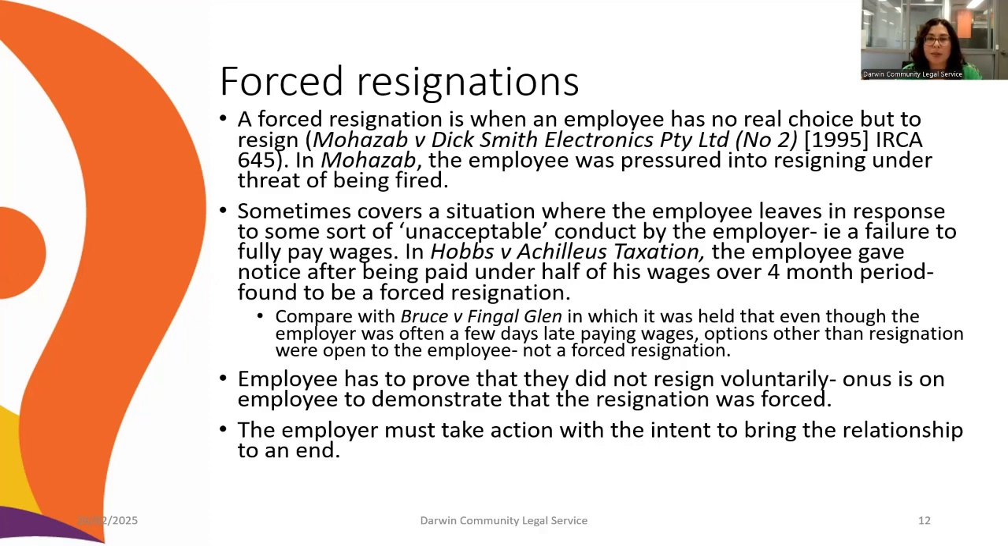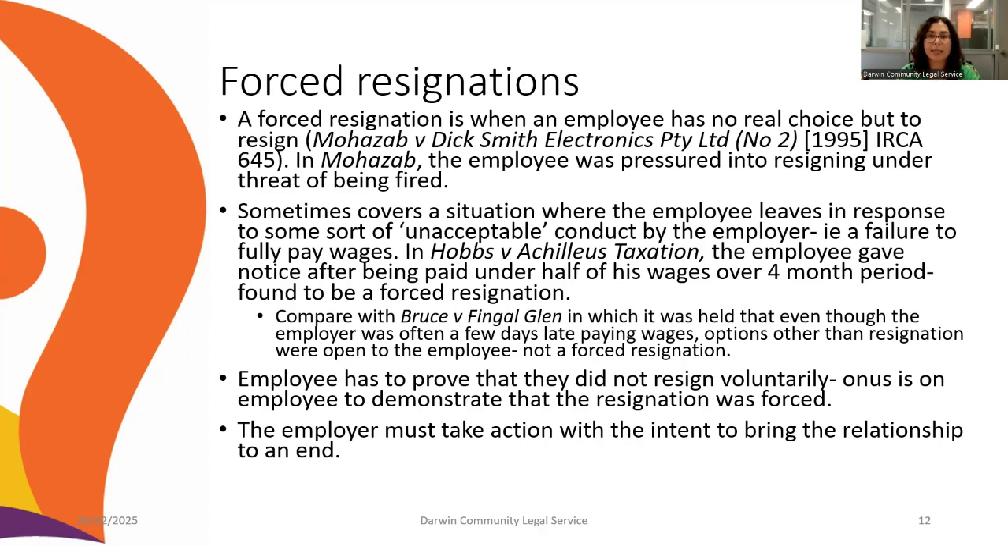It's about a response to unacceptable conduct by the employer. So again, this failure to fully pay wages. The line is a fine one. The two cases that I put up there, Hobbs and Bruce, both deal with a circumstance where an employer has been less than great with paying wages that were owed. In one case, it was found that, yes, the employee had no real choice but to resign, and therefore it was a forced resignation.